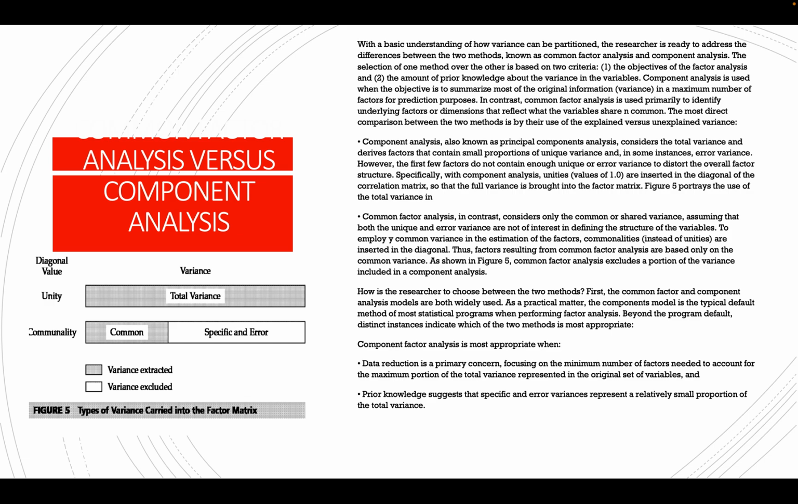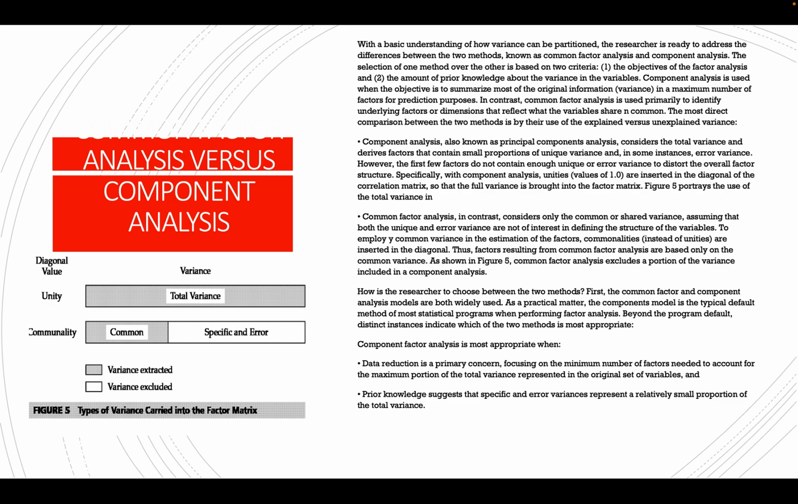Component analysis is used when the objective is to summarize most of the original information in a minimum number of factors for prediction purposes. In contrast, common factor analysis is used primarily to identify underlying factors or dimensions that reflect what the variables share in common. The most direct comparison between the two methods is by their use of the explained versus unexplained variance.